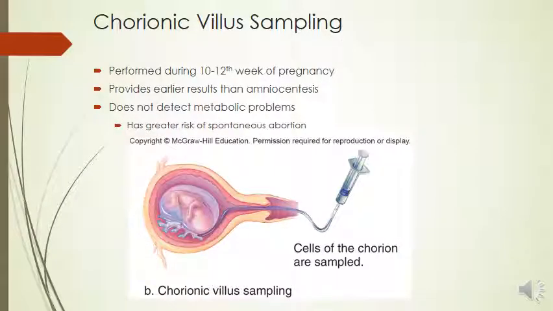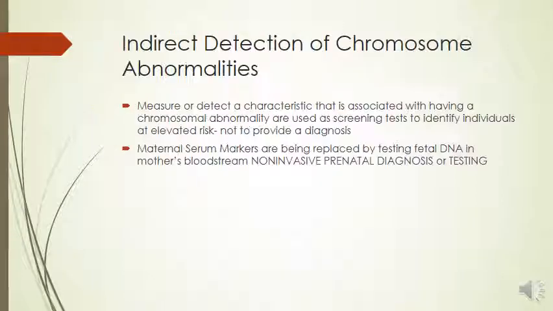Chorionic villus sampling is performed during the 10th to 12th week of pregnancy. It provides earlier results than amniocentesis. It does not detect metabolic problems. It has a greater risk of spontaneous abortion.